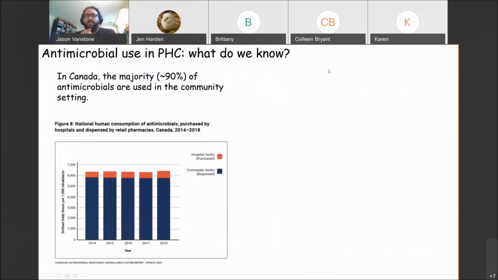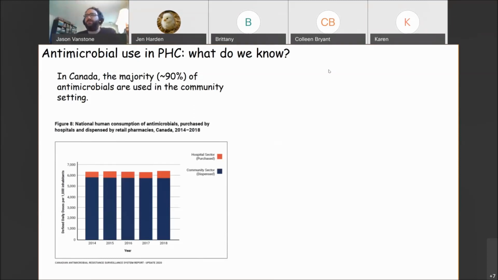So basically what this comes down to is we have a problem with overuse of antibiotics, particularly in primary healthcare and particularly with upper respiratory tract infections. We have to do something about this issue in order to be stewards, in order to do antimicrobial stewardship. So I want to talk about how we came to do what we do with our stewardship program. It started with needing to understand what we know.